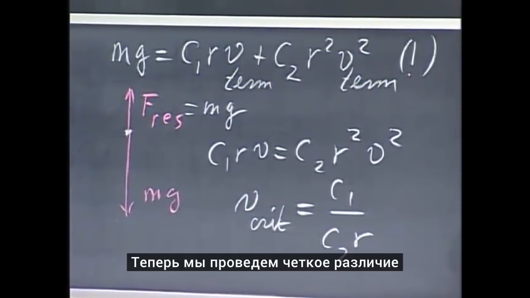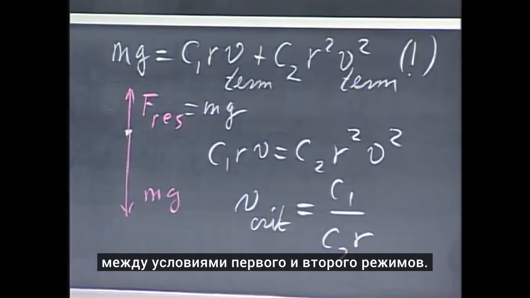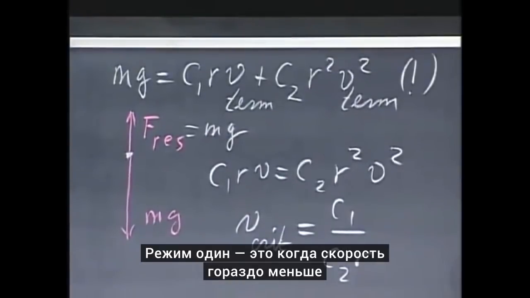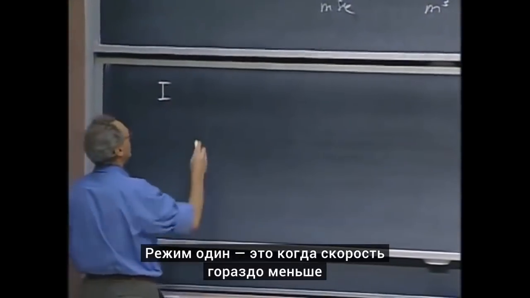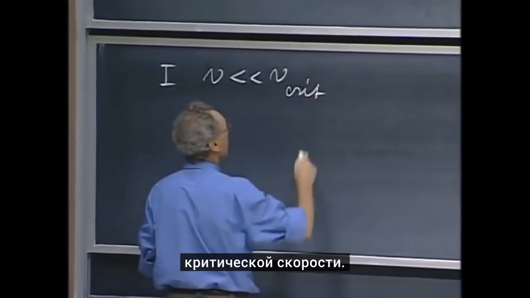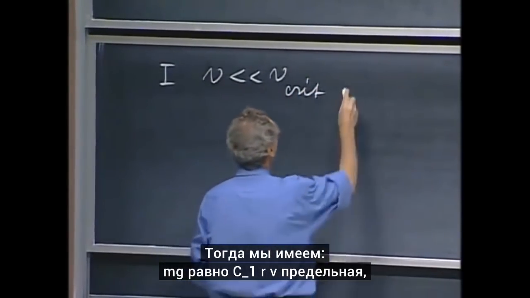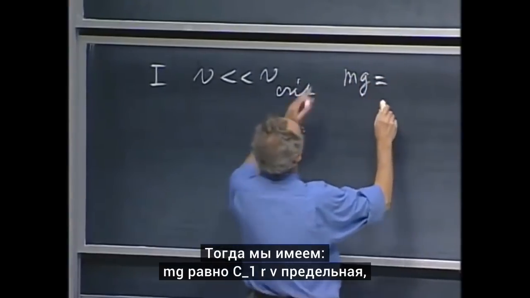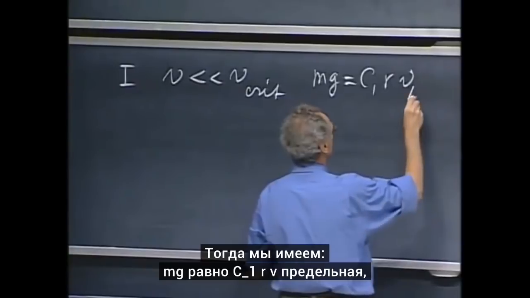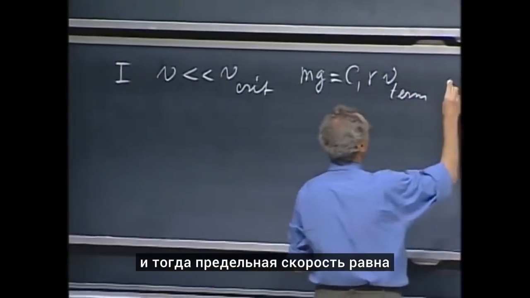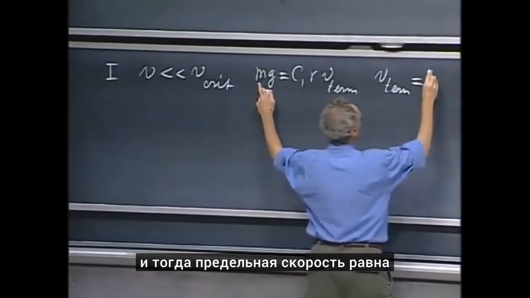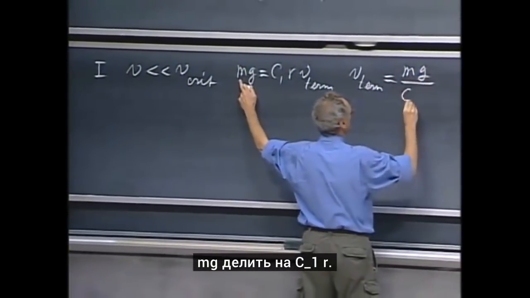Now we're going to make a clear distinction between the domains 1 and 2, the regimes 1 and 2. Regime 1 is when the speed is much, much less than the critical velocity. So we then have that mg equals c1 r v terminal, and therefore the terminal velocity equals mg divided by c1 r.